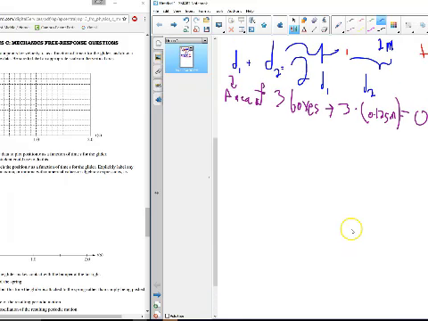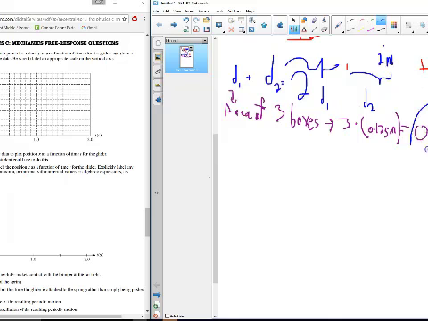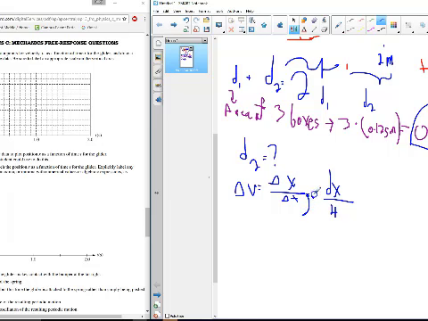Now we have to find D2. So let's put a circle here. Now D2, so we need to find. So to find D2, we have to be kind of clever. So we know that delta V, I know this is pretty basic, but delta V equals delta X over delta T. Or if you really want to go fancy, dx over dt. Or V equals, not delta V, V equals dx over dt.